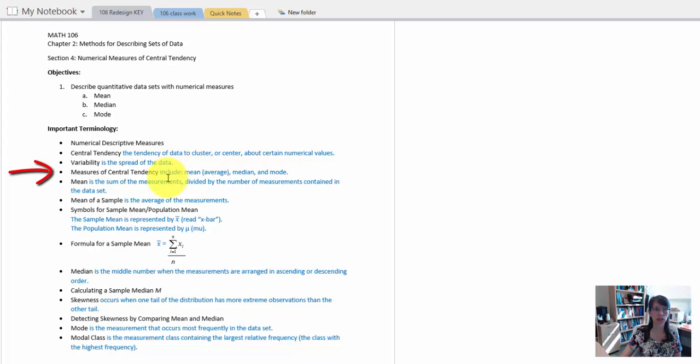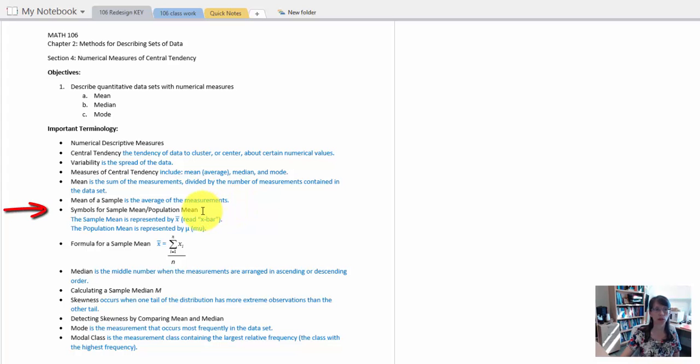The measures of central tendency include the mean, which we call the average, median, and mode. The mean is the sum of the measurements divided by the number of measurements contained in the data set. So the mean of a sample is also known as the average of the measurements.